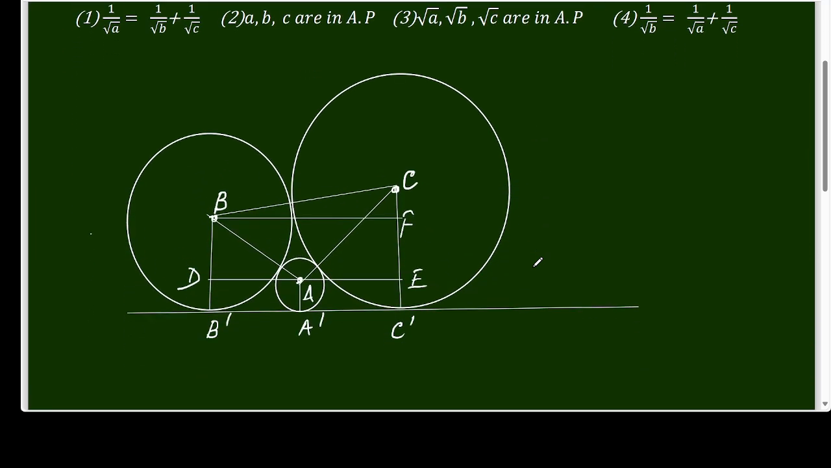So this is the figure for this, where A dash is the center of the smallest circle with radius a, B dash is the center of the second circle with radius b, and C dash is the center of the third with radius c, such that a is less than b less than c. Now we have to find which option is correct.